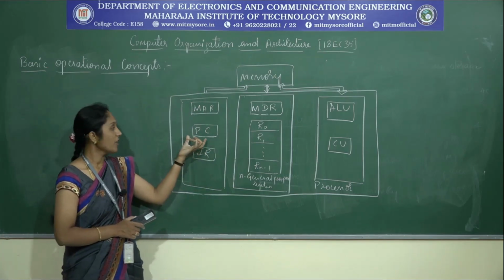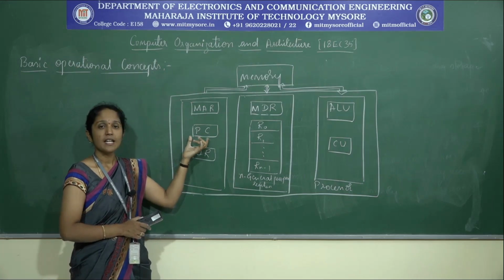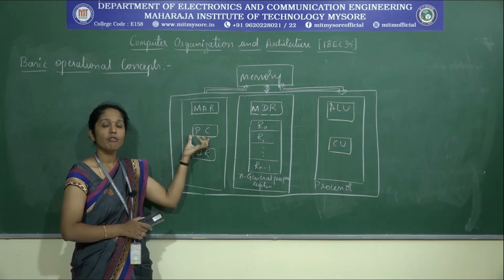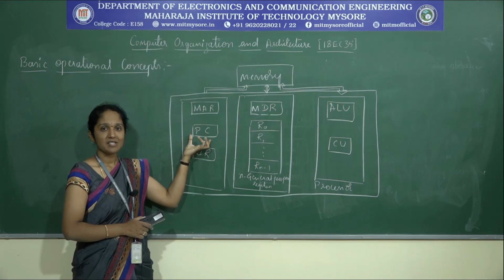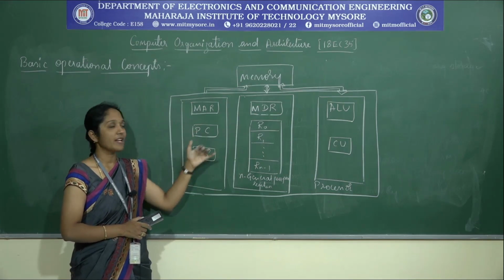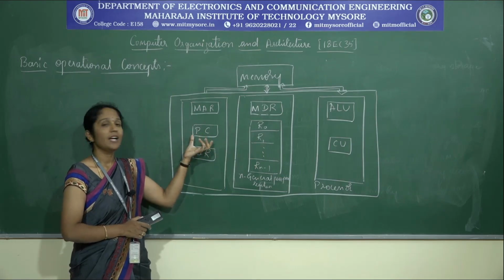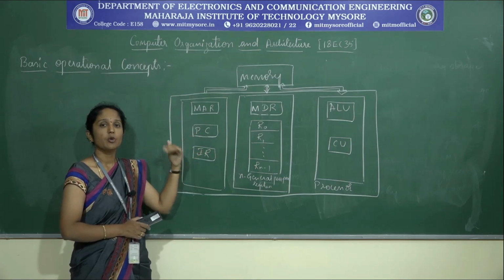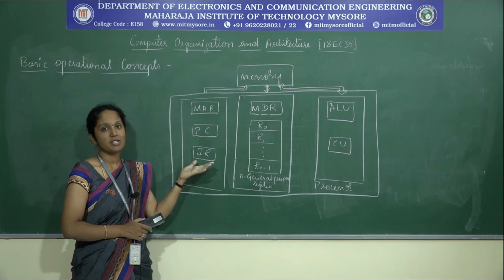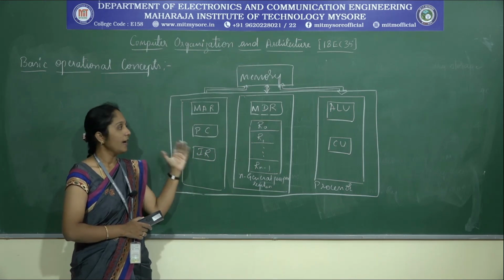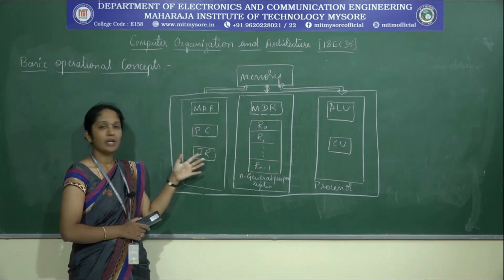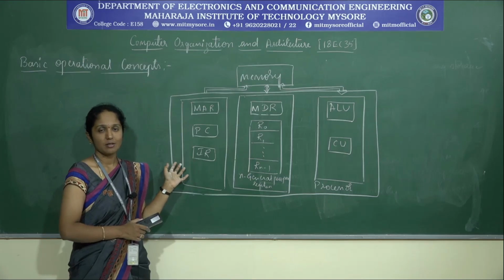Then the program counter: as I said, initially it consists of the address of the first instruction which is to be fetched and executed. In order to continue execution, it is incremented automatically to point to the next instruction in the program, and the rest of the operation will continue as we discussed.